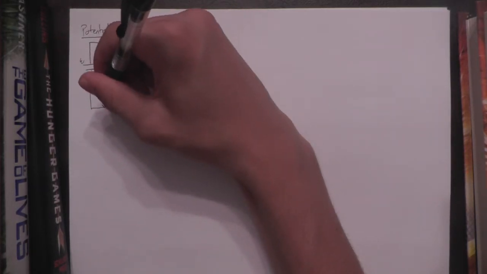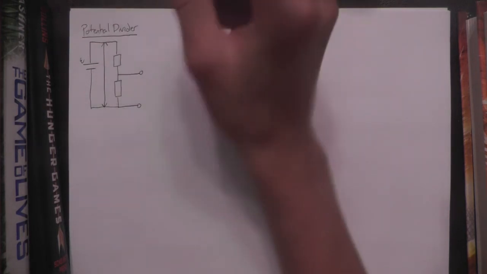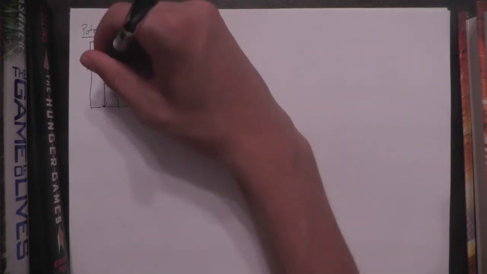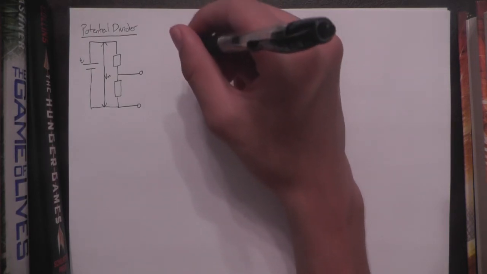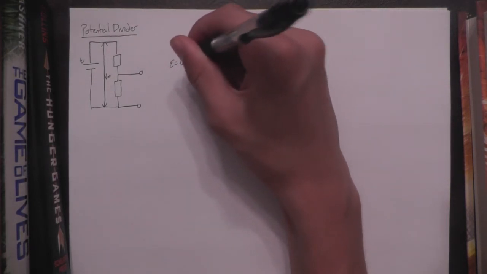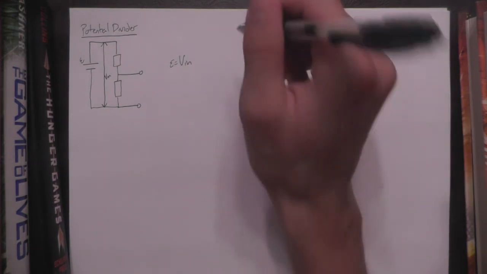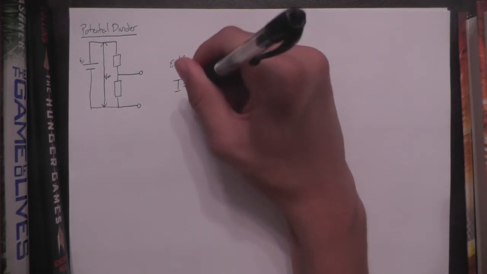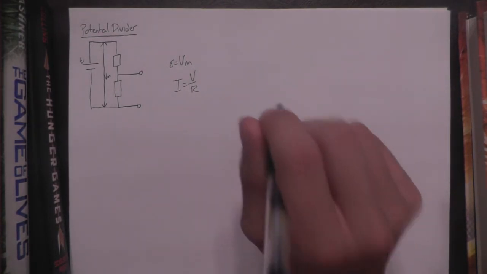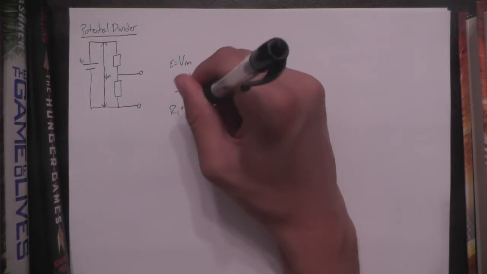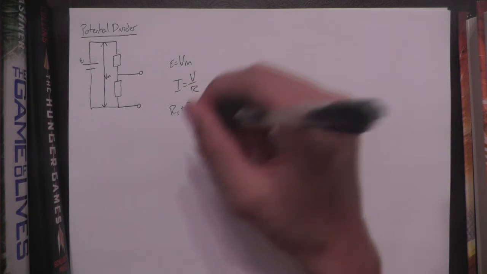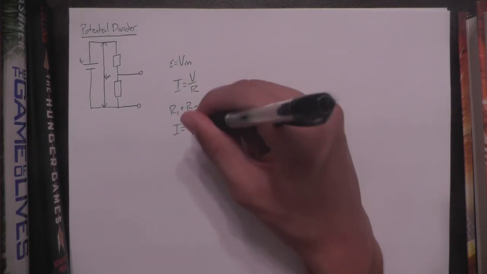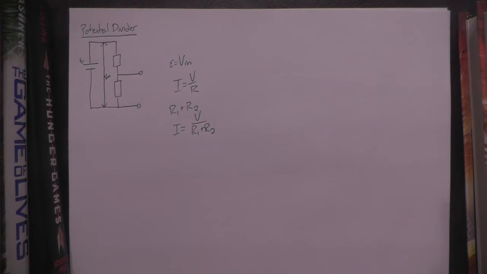So, the EMF here is going to give a potential difference across the entire circuit, which we'll label V in. So we know that the EMF equals V in. We know from Ohm's law that the current in the circuit is going to equal I equals V over R. And the total resistance, because they're in series, is just going to be R1 plus R2. So the current in the circuit is going to be V in over R1 plus R2, like we calculated earlier when we were talking about the internal resistance.